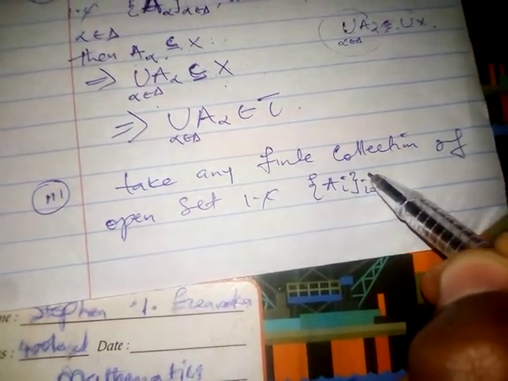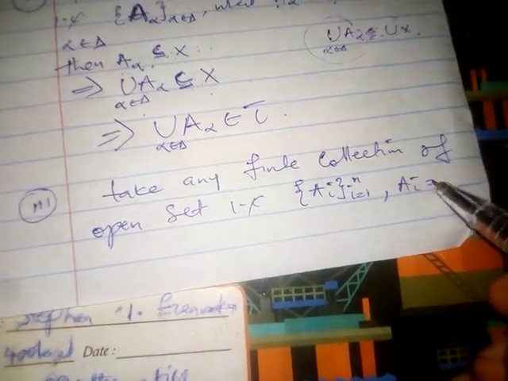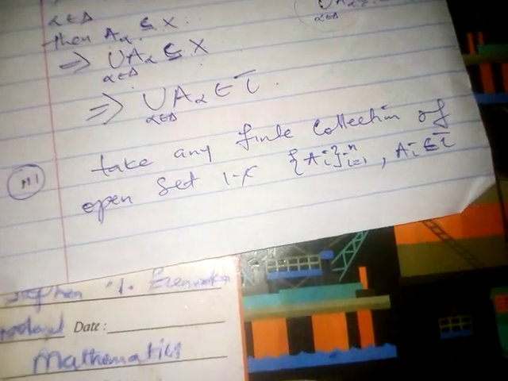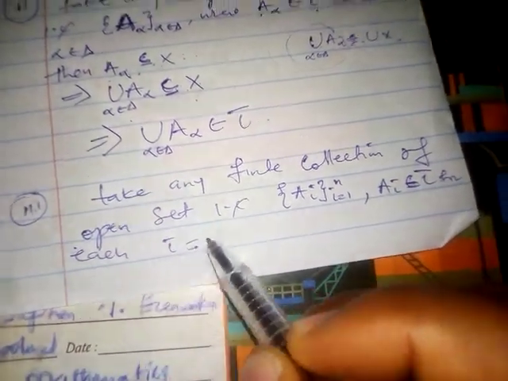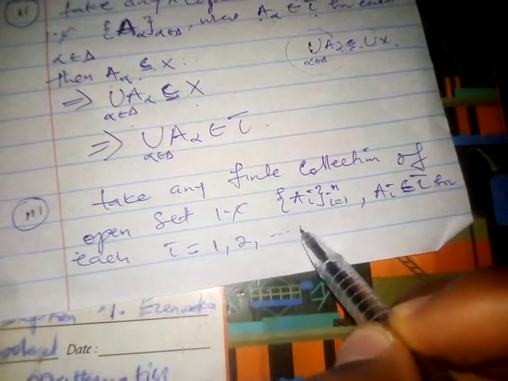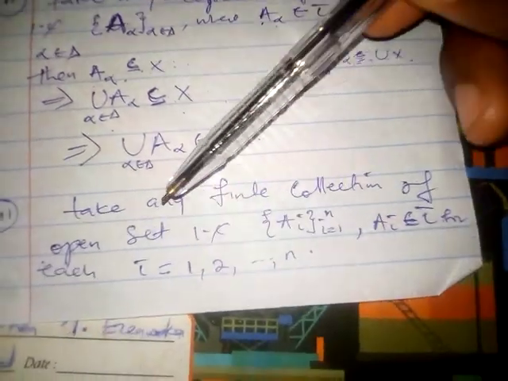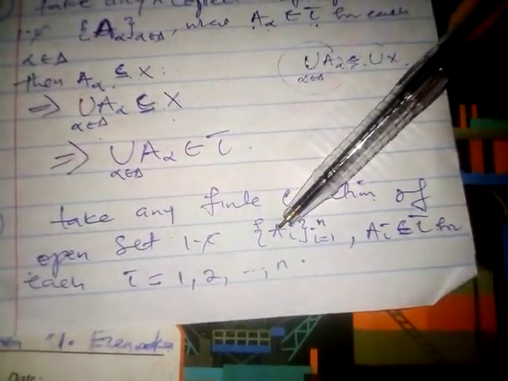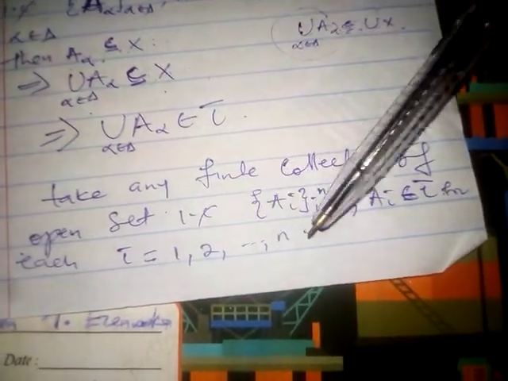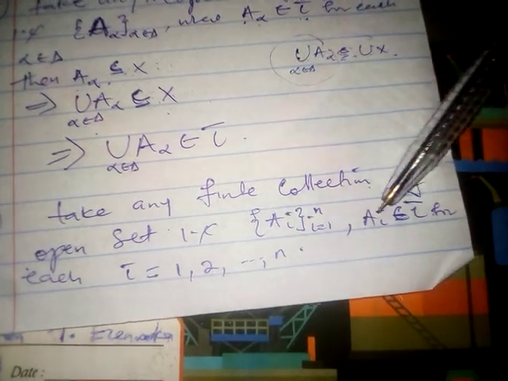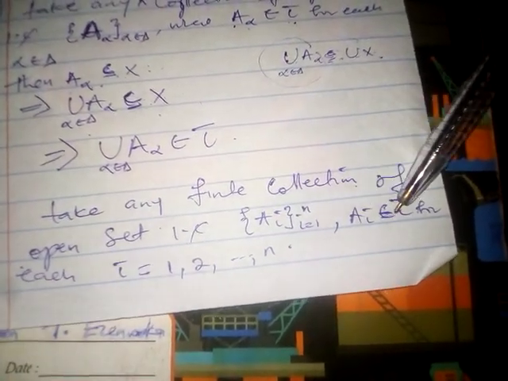that is this collection of A_i such that i is equal to 1 to n, where A_i is in the topology for each i equal to 1 to n. Now take any finite collection of open sets, that is this, where this A_i is in the topology for each i in this. Now since A_i is in this topology, what does it imply? If A_i is in this topology, it means that A_i is a subset of X.